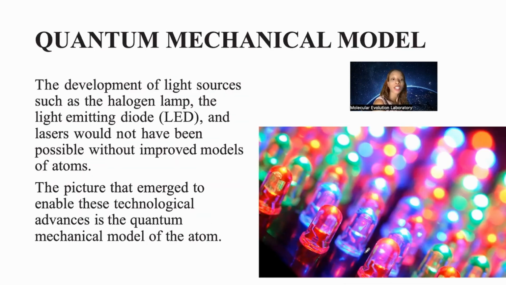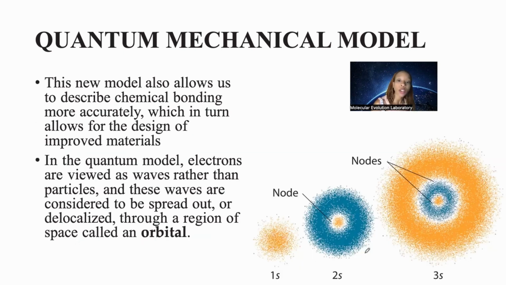The development of light sources such as the halogen lamp, the light emitting diode or LED, and the laser would not have been possible without improved models of the atom. The picture that emerged to enable these technological advances is the quantum mechanical model. Without quantum mechanics, you would not be talking about LED or halogen lamps. The quantum mechanical model also assists us to describe chemical bonding more accurately, which in turn assists us in designing materials a bit more accurately.